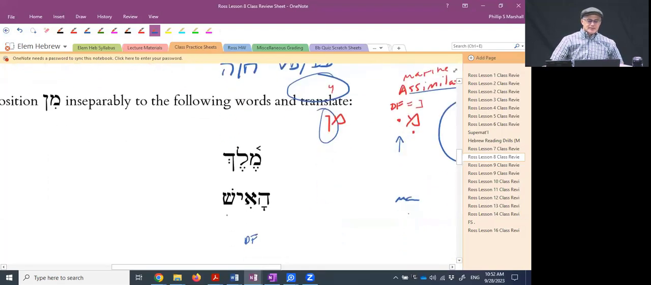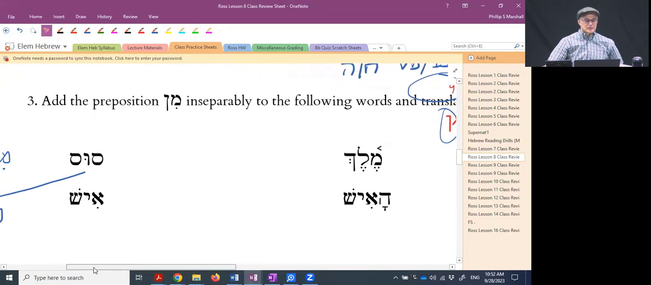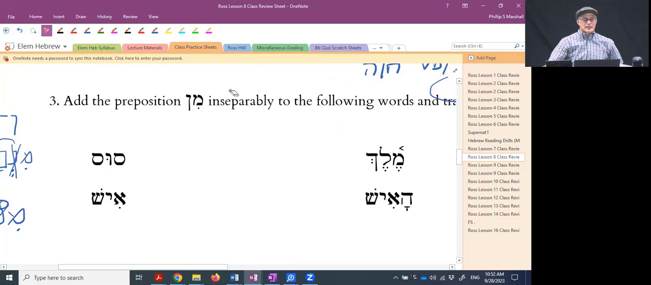Let's look at the last thing here. The last thing we learned in our lesson had to do with a new preposition that you learned about called the preposition min. What does min mean? What's the most common way to translate the min?